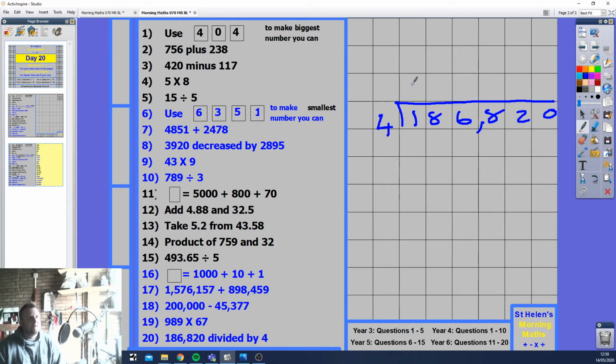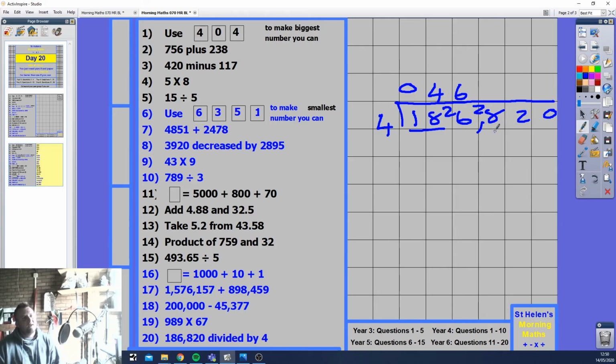4 goes into 1? It doesn't go into 1, so that's now going to become 18. 4, 8, 12, 16, which is the fourth multiple. And then you've got 2 left over. 4 goes into 26. 4, 8, 12, 16, 20, 24. So that's the sixth multiple. However, 4 times 6 is 24. It's not 26, so we have 2 left over, don't we?